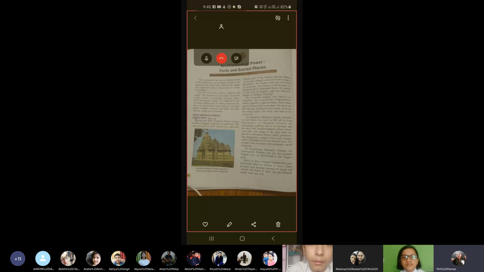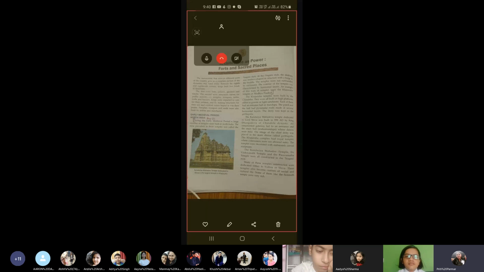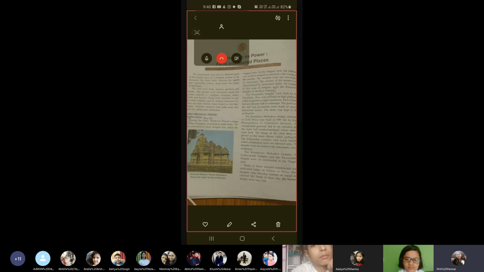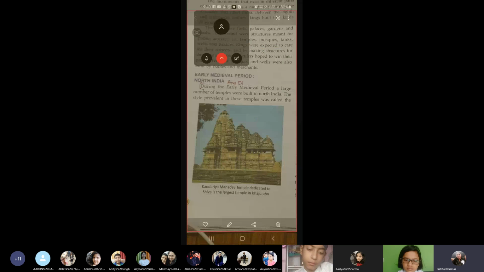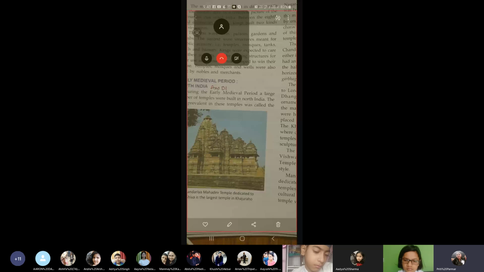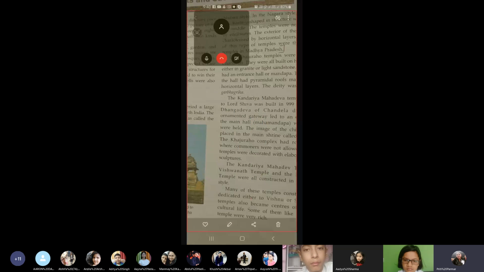The structures were either palaces, gardens, tombs, etc., or they were the temples and bazaars which were built. Now, then they talk of the early medieval period in North India, the style in which the temples were built at this time. Now, they tell us that the most prevalent style in the northern part of India, while these temples were being constructed, was called the Nagara style.